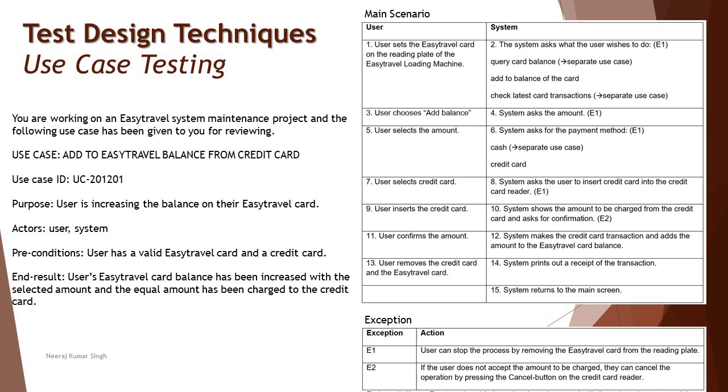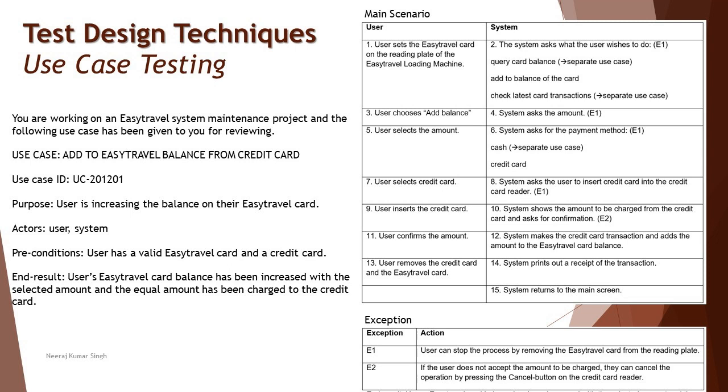So right here, let's understand what E1 and E2 are and how this is applicable at these points. Now, if you look at the bottom, there's another table which talks about the exceptions. E1 says the user can stop the process by removing the Easy Travel card from the reading plate. That means till step number 8, if you remove the card from the reading plate, your transaction will be terminated at any of these points: step 2, step 4, step 6, or step 8. But post that, once you have inserted the credit card, there's a confirmation message. You just can't remove the card from the plate and have the transaction cancelled, right?